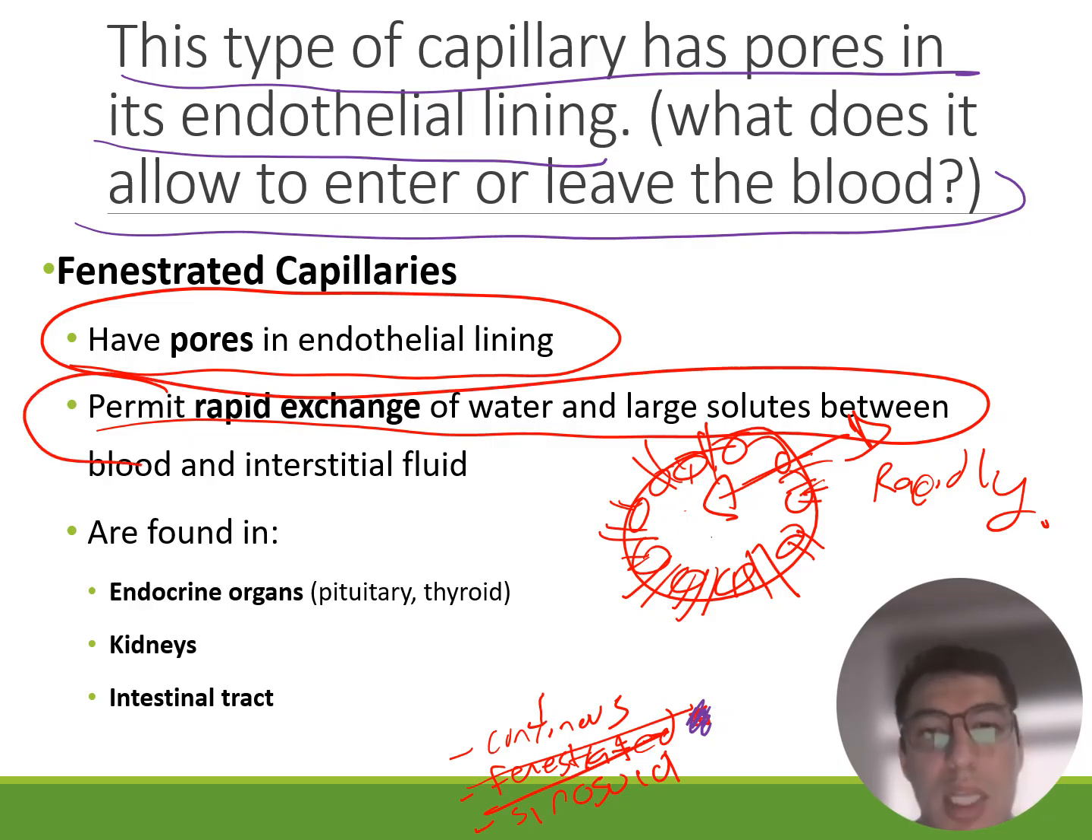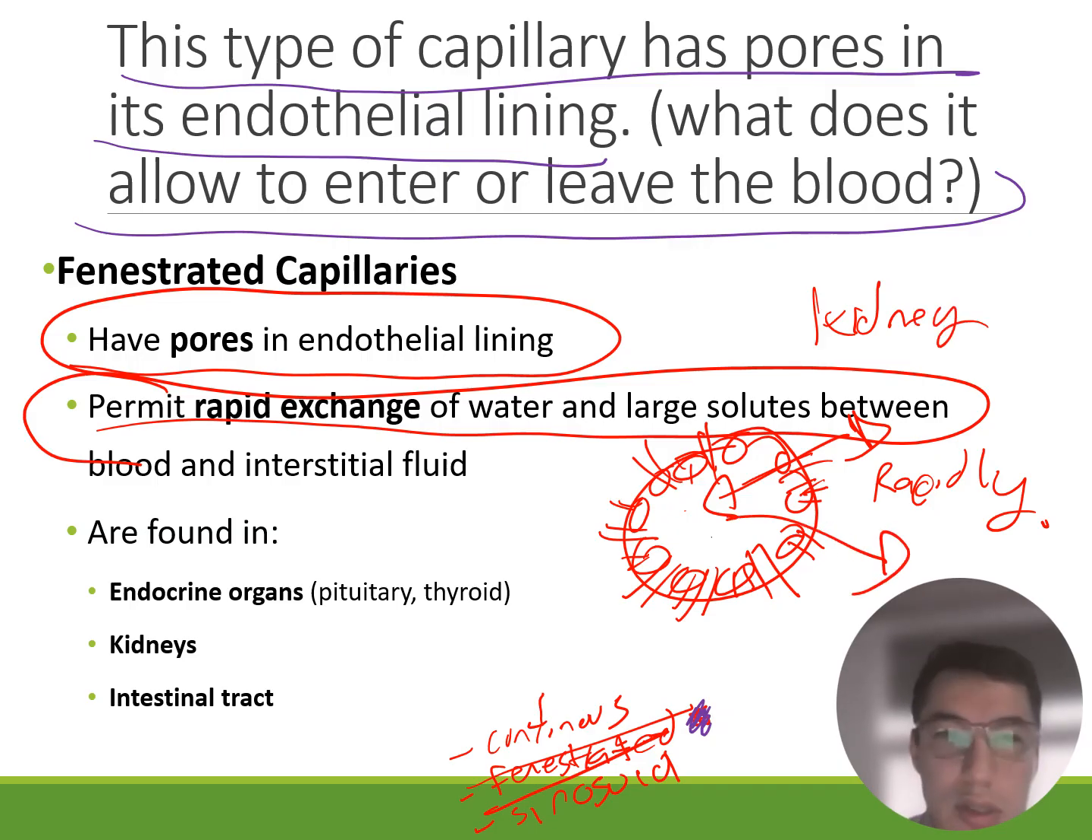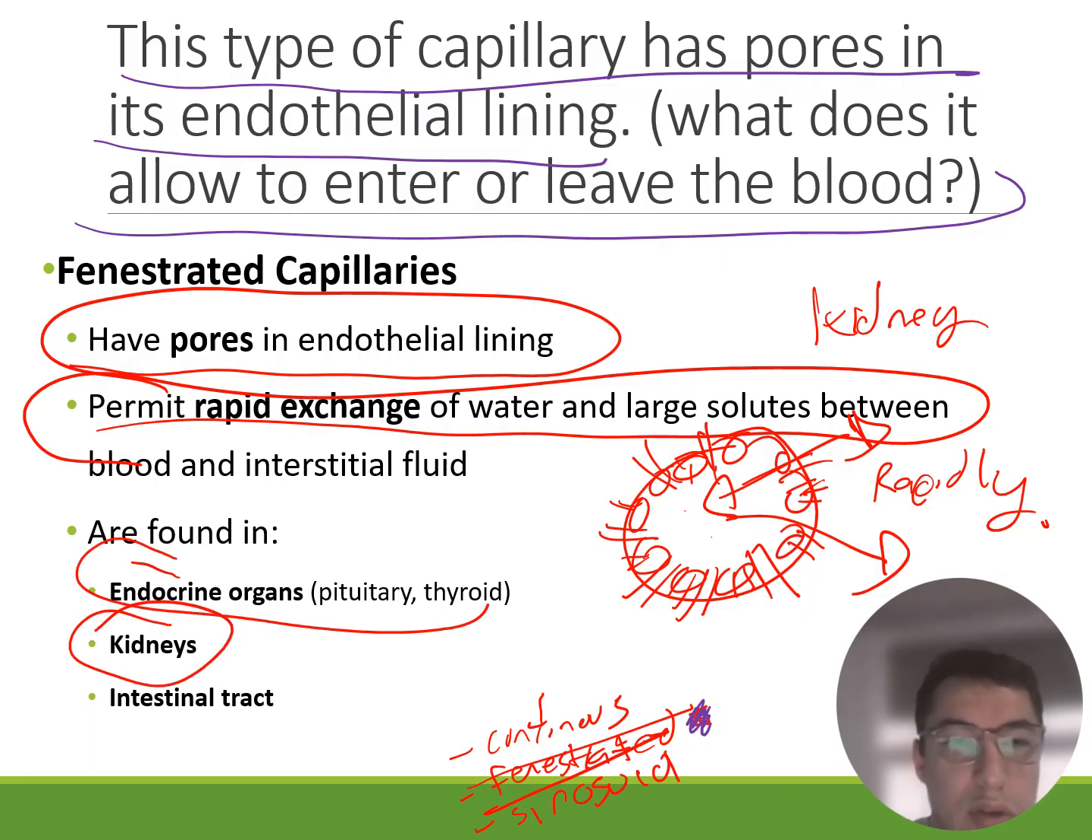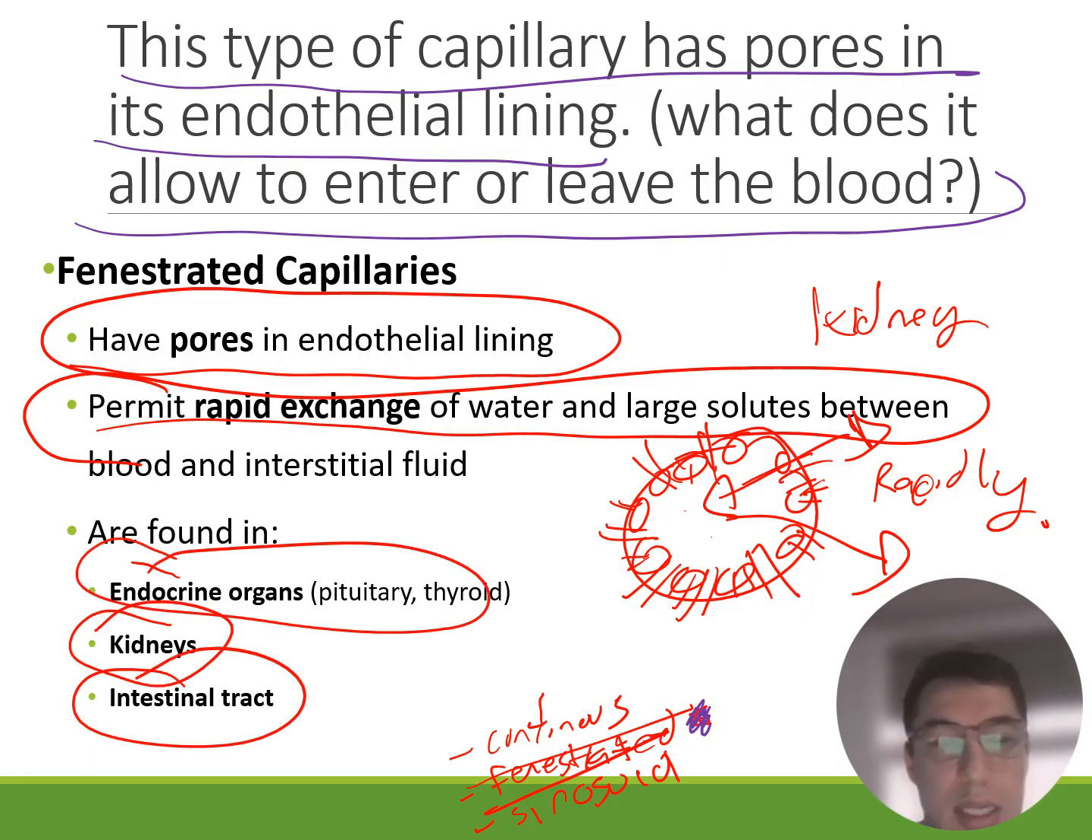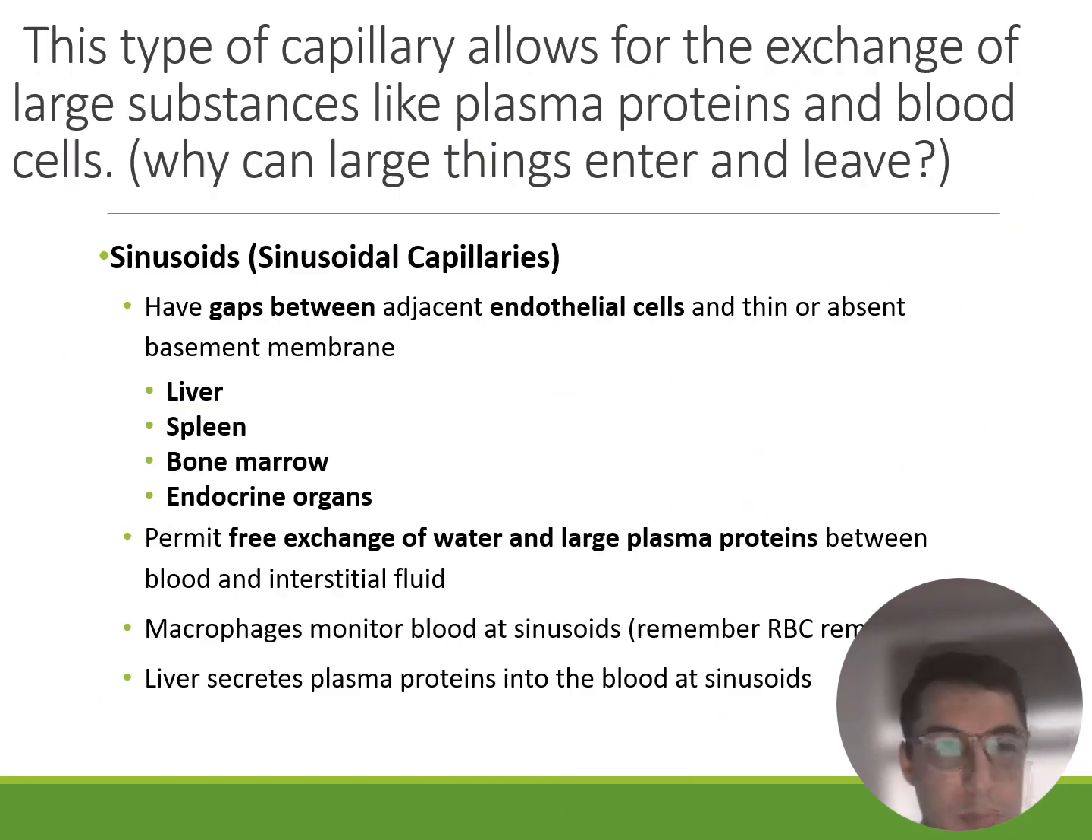Where do you think that we need this? The kidneys. Because we're trying to filter all that waste out, so it needs to be fast. We use it also in endocrine organs and the intestine throughout the GI tract, and that is because we need to pick up nutrients. This type of capillary allows the exchange of large substances.